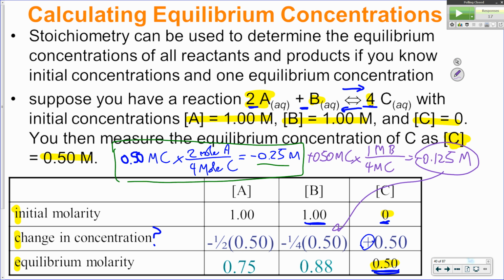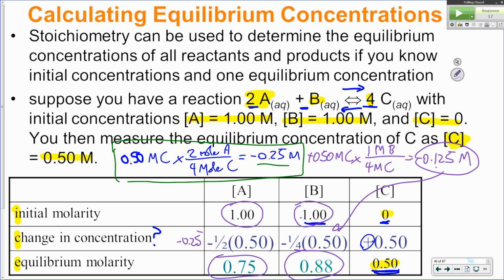That's where that's coming from. So I simply take the initial concentration. This change was 1/4 of a molar. Less the change, and it tells me the equilibrium is 0.75. And then I can look at this: initial was 1 molar. The change was a decrease of 1/8 molar, so it's 0.88 when you round.